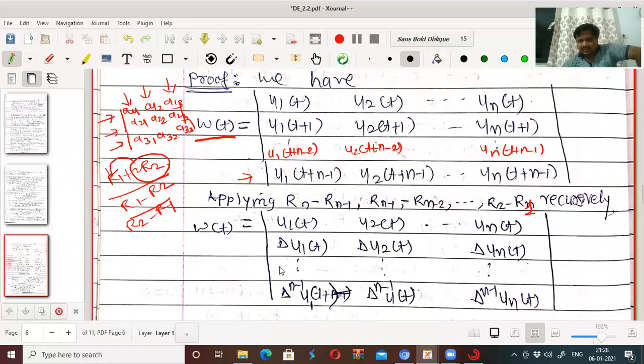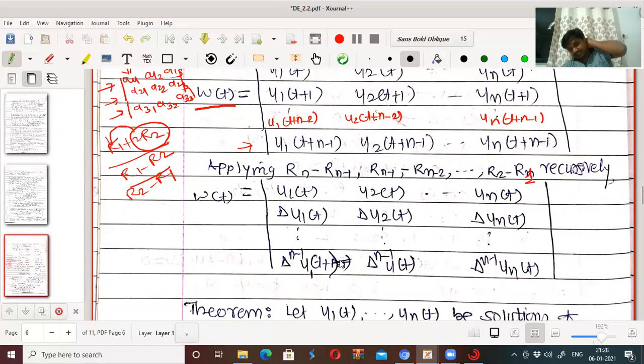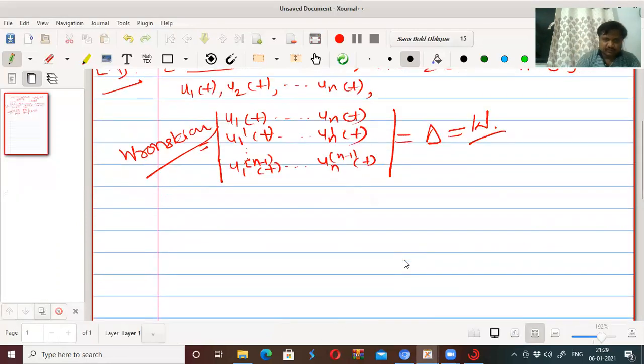Now, what will be here? In the first step, you will get delta u1(t+n-2), and so on, up to delta u1(t), delta u2(t), delta un(t). Then take the difference between this third one and this second one: delta u1(t+2) minus delta u1(t+1), minus delta u1(t), it becomes delta square u1(t), and so on. So by applying this recursively, you will get this. I will make a very small calculation here for convenience. Okay, suppose we have this one.